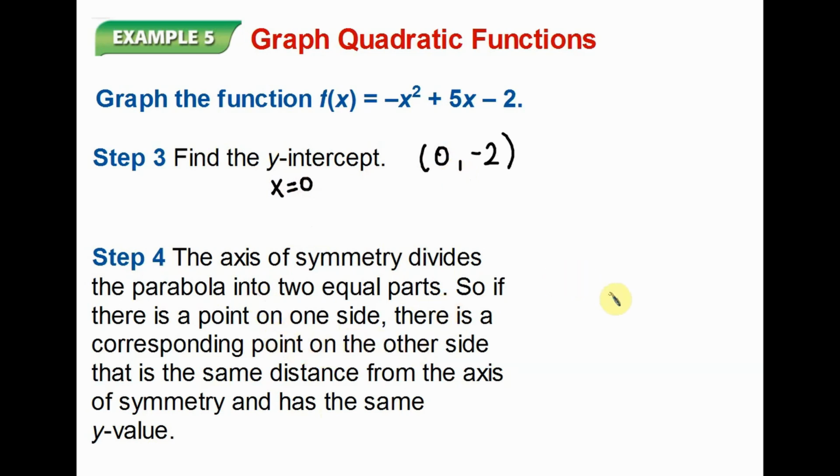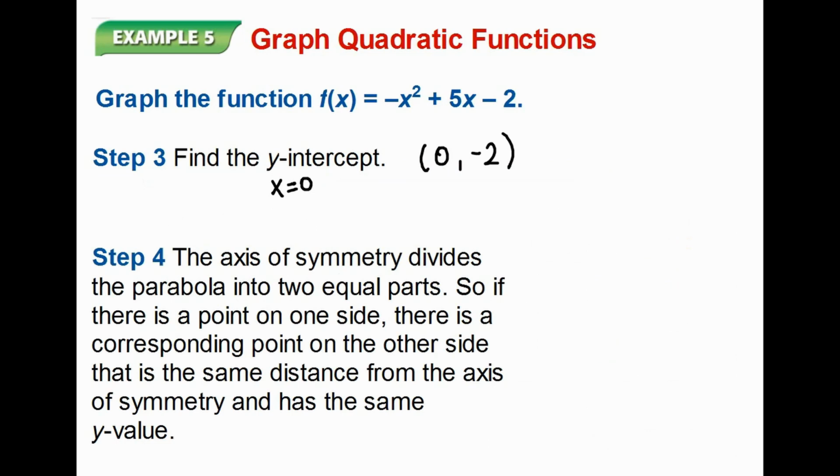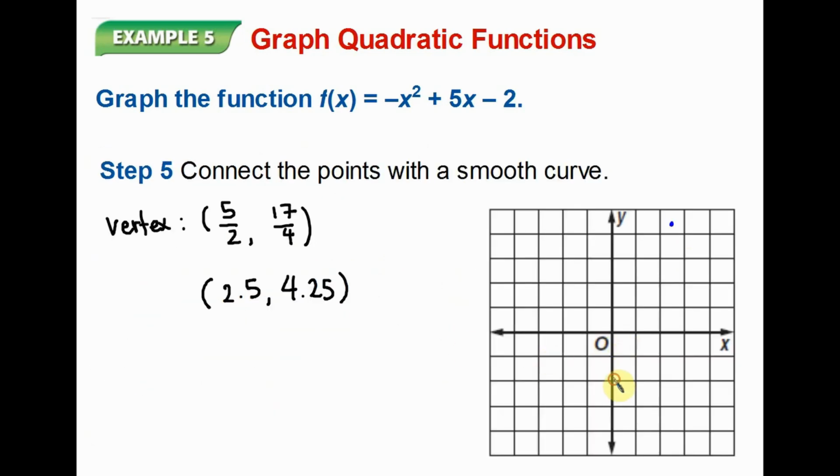Then step 4 is asking you to find a couple more points. So for example, if I knew the vertex is at 5/2, 17/4, I'd prefer to write it with a decimal so I know where exactly to plot it in. In this case, 5/2 is equivalent to 2.5. When you divide 17/4, I will get 4.25. We'll have at 2.5, I have 4.25, so 1, 2, 3, 4, about here. And then I remember our y-intercept is at 0, -2, so 0, -2 will be over here.